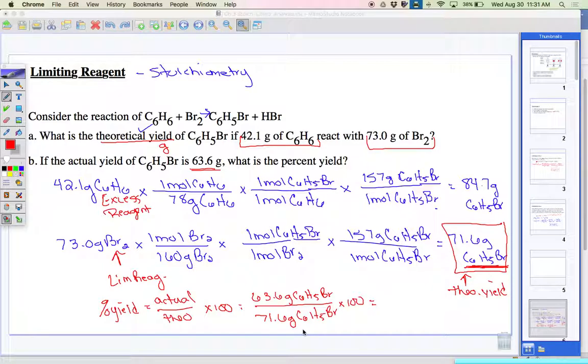88. 88 what? 0.8%. So that's our percent yield.